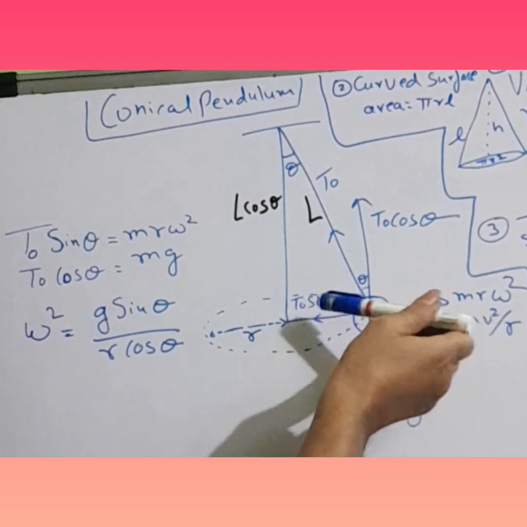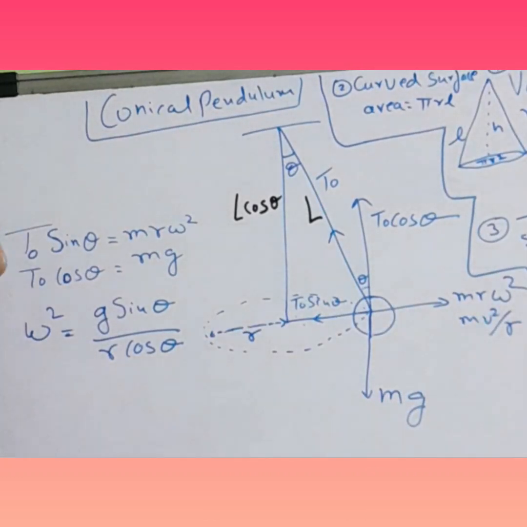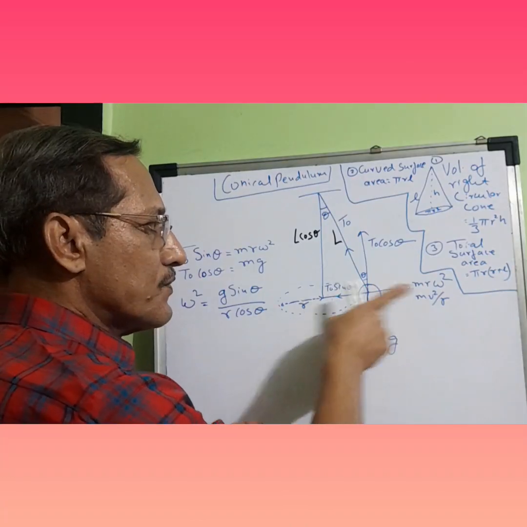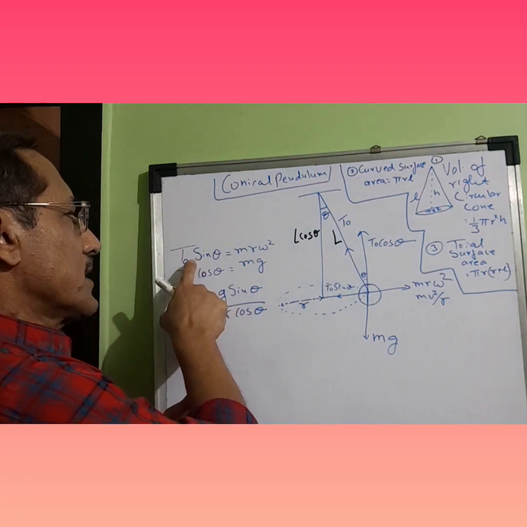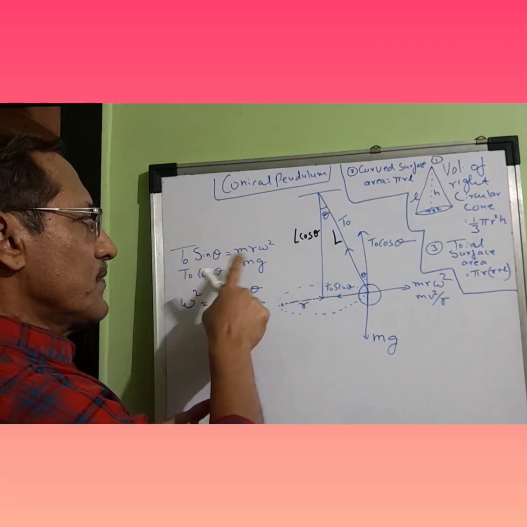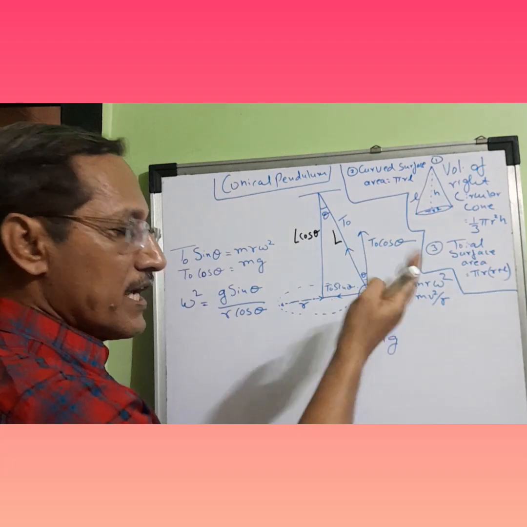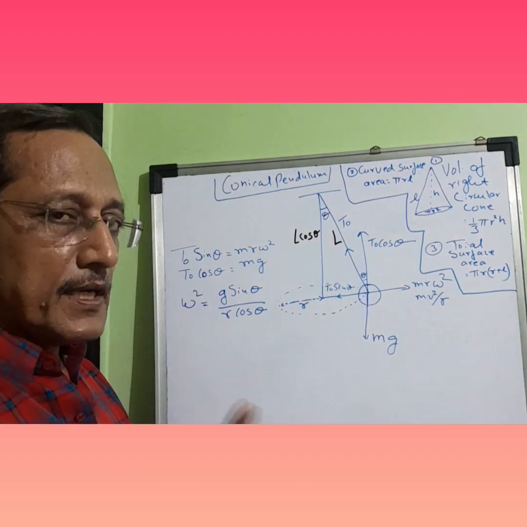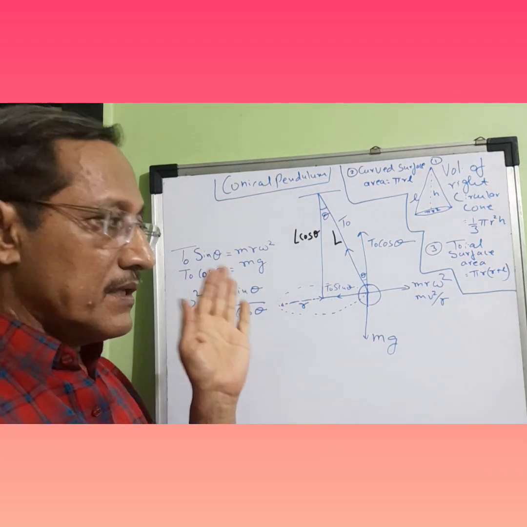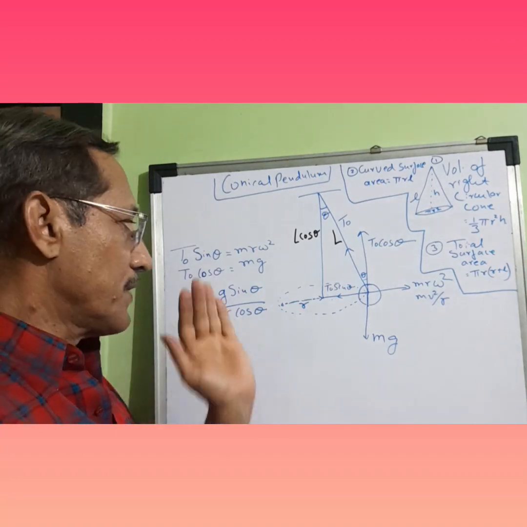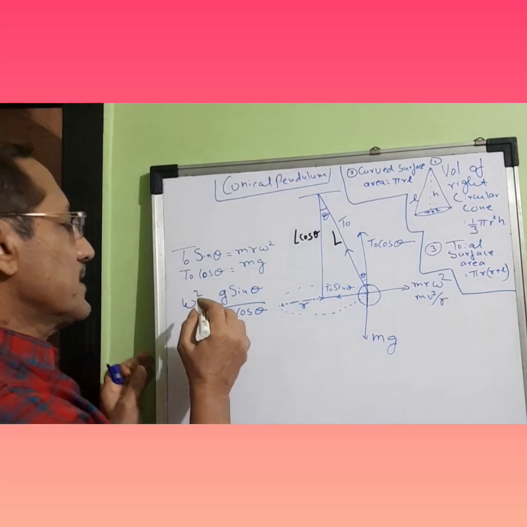So what is T0 sin theta doing? T0 sin theta is balancing this centrifugal force. So that's what I jotted down over here: T0 sin theta is equal to mr omega square, or mv square over r, depending upon your numerical. You can change over to your requirement. Fine. Okay. So now it's very simple.